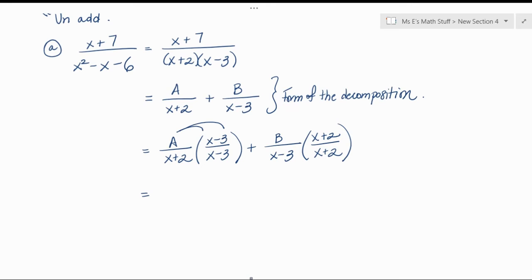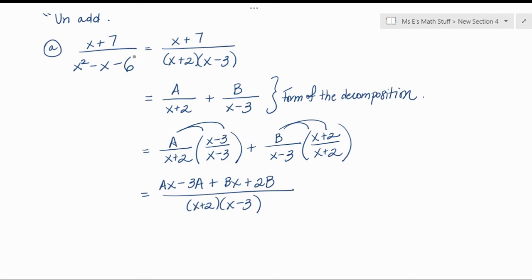You distribute. So you'd have ax minus 3a plus bx plus 2b. And it would be all over x plus 2 times x minus 3. All right, hope you're doing okay so far, even if you have no idea where we're going with this. All right, now let me explain to you where we're going with this.